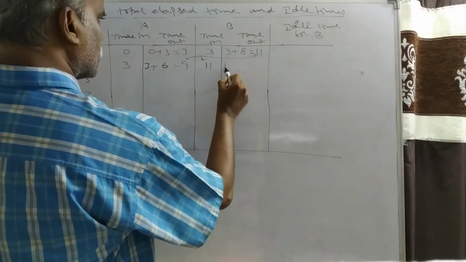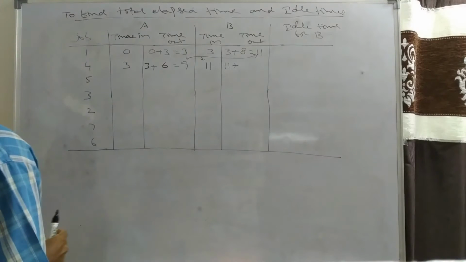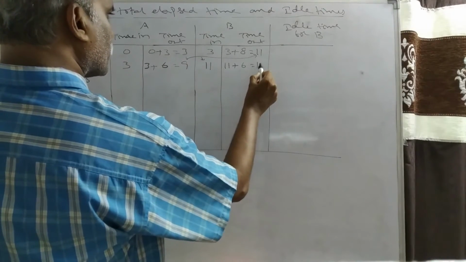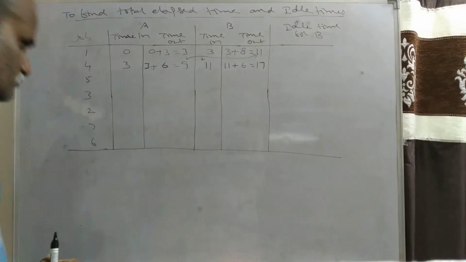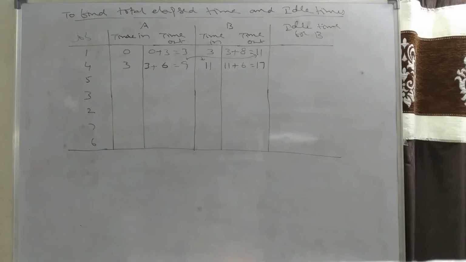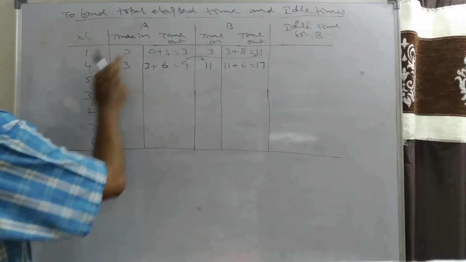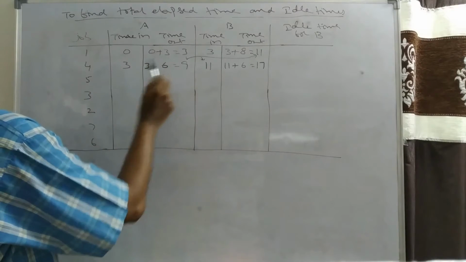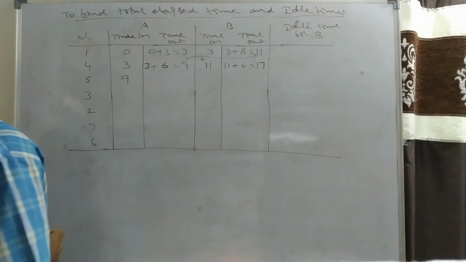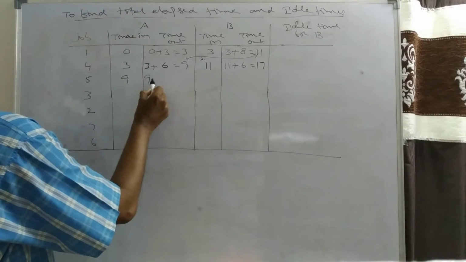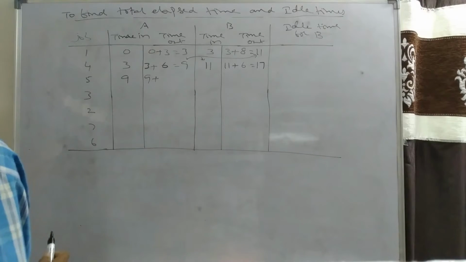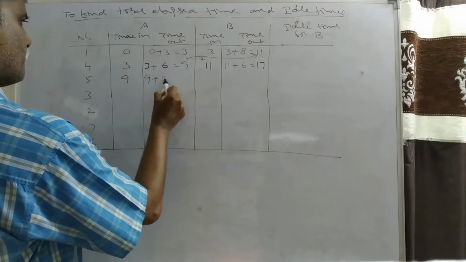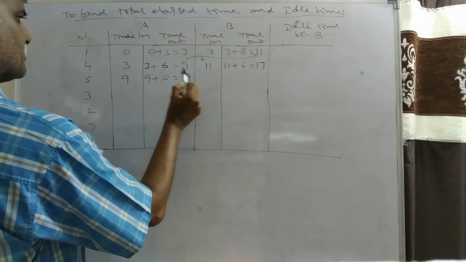Then time out is starting time 11 plus duration of job 4 on machine B, 6. That is 17. Okay, right. Next, job 5. What is the timing for job 5 on machine A? The previous job completed at 9 hours, so that is the timing for job 5. Next, time out. Starting time 9 plus duration of job 5 on machine A, that is 10. So 19.